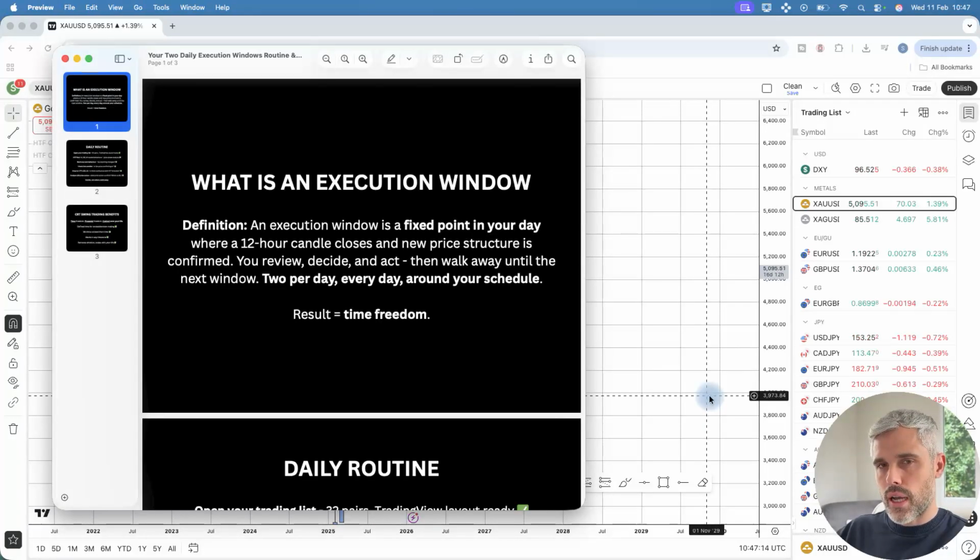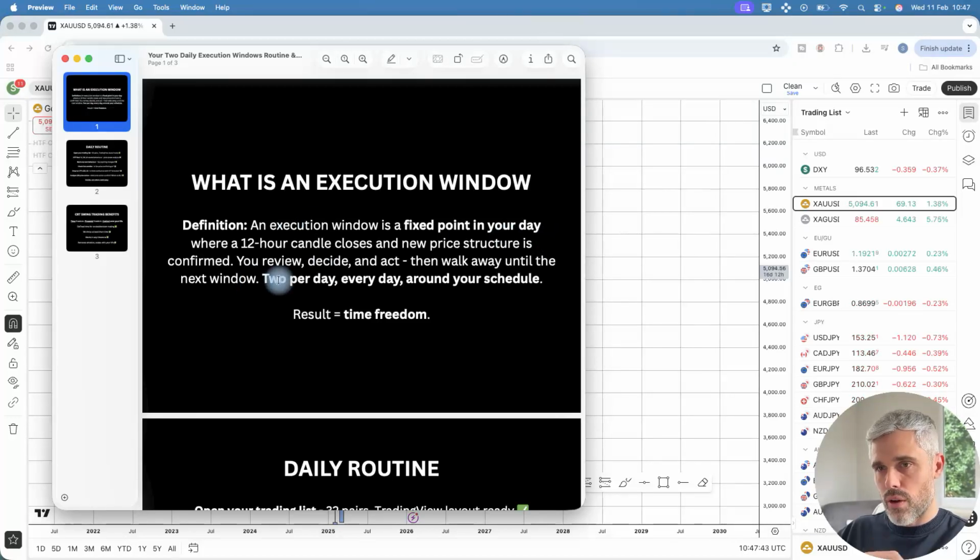So what we're going to look at is execution windows and how this gives you so much control over when and how you trade. The definition of an execution window is a fixed point in your day. In our case, if you're going to use the 12-hour for your execution, where a 12-hour candle closes, a new price structure is confirmed. So you review, decide, and act at the close of those two 12-hour candles, then walk away until the next window.